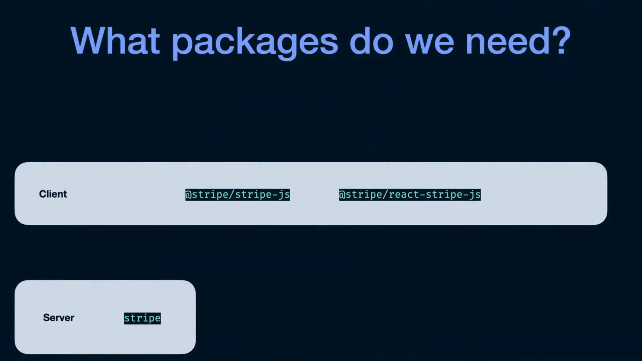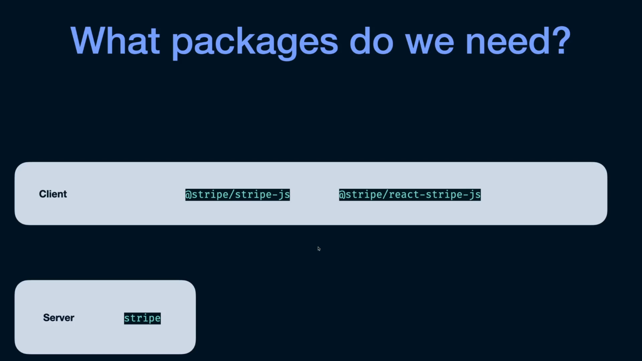Now, before we move on, we need a couple of packages before we jump into the code. On the client side, we need Stripe.js and React Stripe.js, and on the server side, we need Stripe. Now, because I'm using Next, there's no difference between the client side and the server side in terms of packages. They are all your packages, right? So just yarn add all of these and you will be good to go.